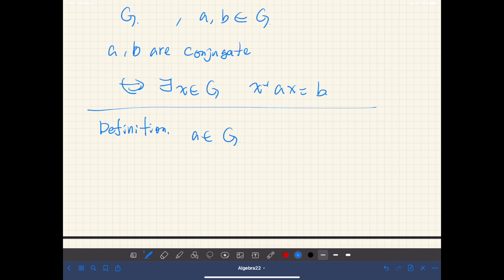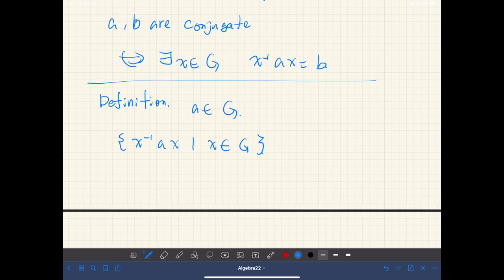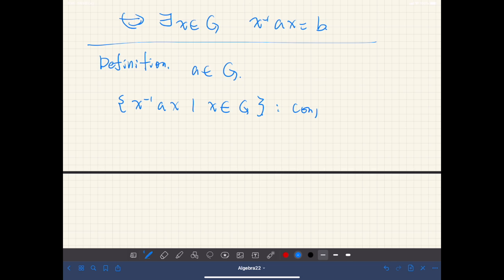Let A be an element of group G. Then the subset of G defined by x inverse A x, where x varies over all elements of G, is called the conjugacy class of G containing A. So for each element A, we can define a conjugacy class containing A. In other words, the conjugacy class is all elements of G that are conjugate to A.